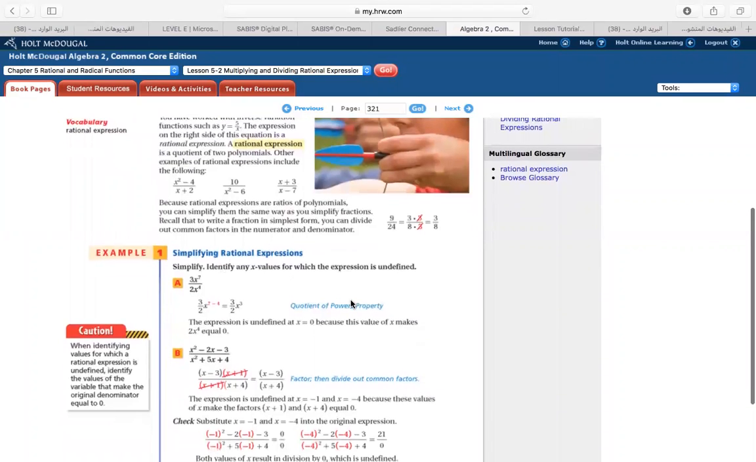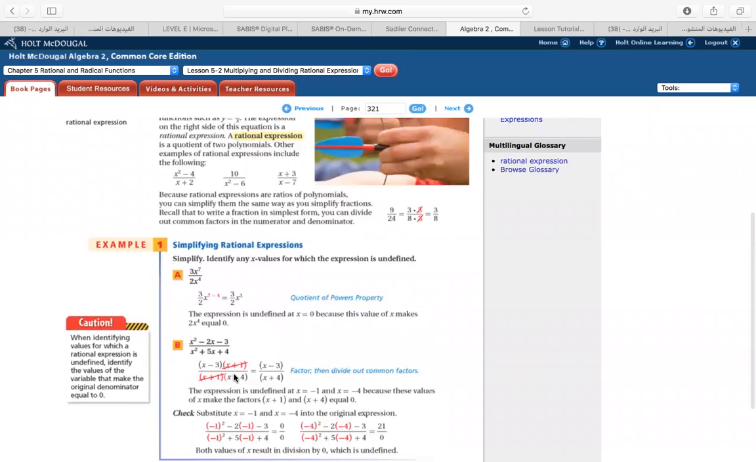We learned how to simplify by the normal way of simplifying, and we said that when we simplify the exponents, we divide the exponents, we subtract them, and then don't forget to write the last sentence in the problem. The expression is undefined at x, the value of x in the denominator. Don't forget to write it. The expression is undefined at x is equal to 0.